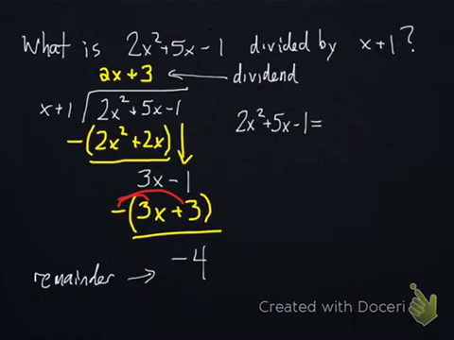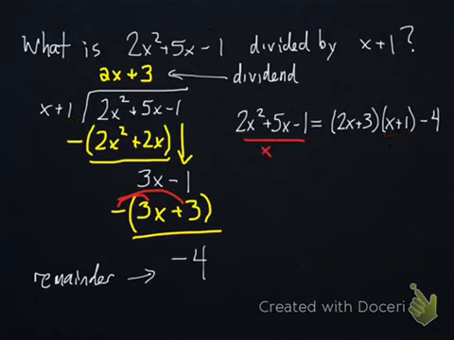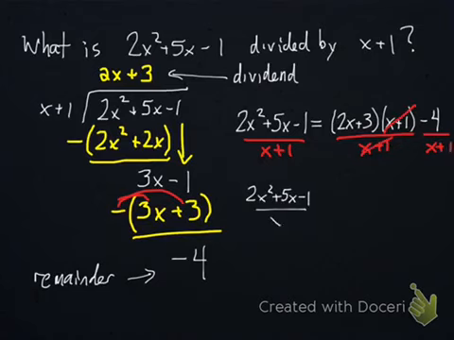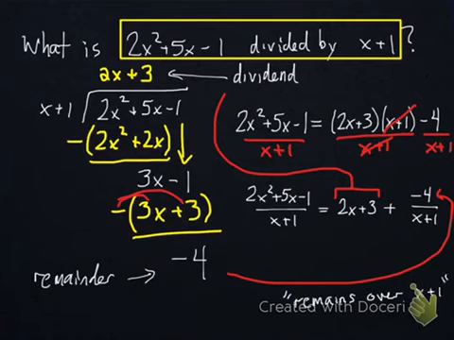So what we can do is we can write out what we just accomplished, just as before, and we can also divide out the x plus 1 by everything to show what 2x squared plus 5x minus 1 divided by x plus 1 is. So it's that quotient plus the remainder. And again, the remainder is going to remain divided by the x plus 1.